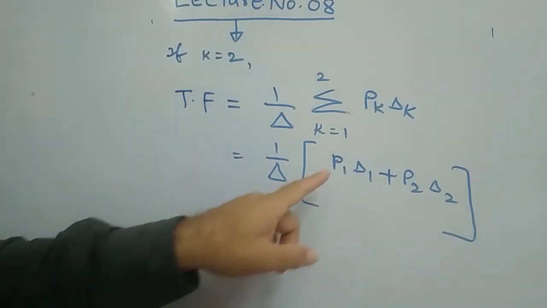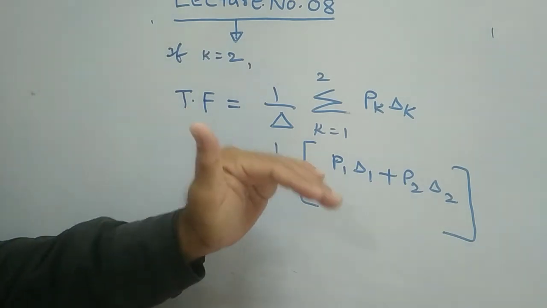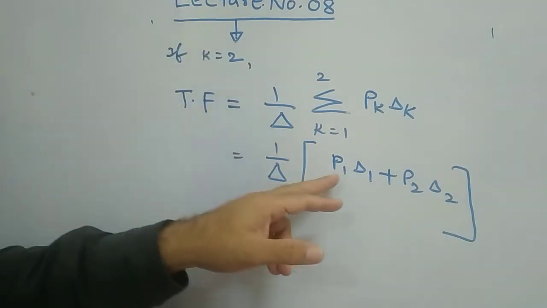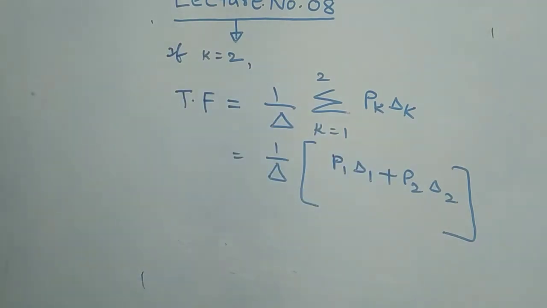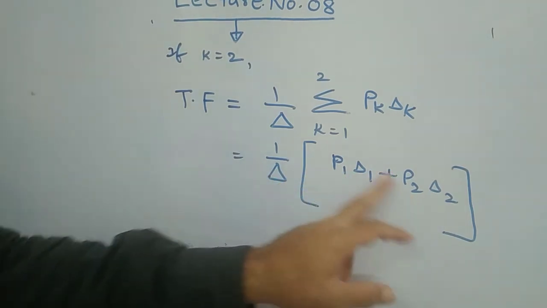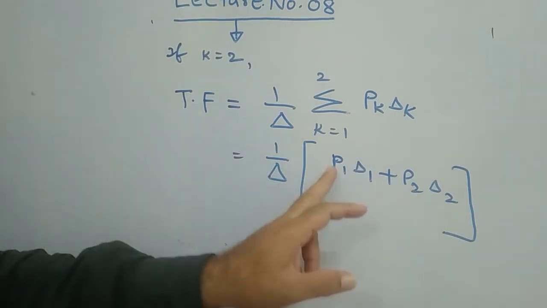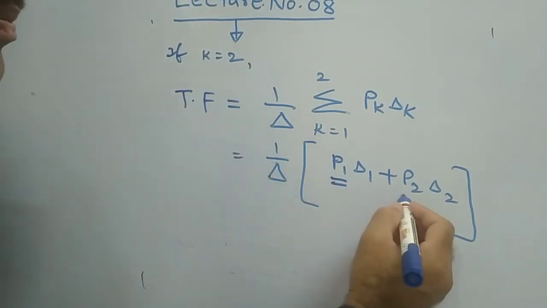What is p1? P1 is nothing but your first forward path, as we have seen in step number 1. What is P2? P2 is nothing but your second forward path. Again, P1, P2 we are finding from your step number 1. These are nothing but your forward paths only.